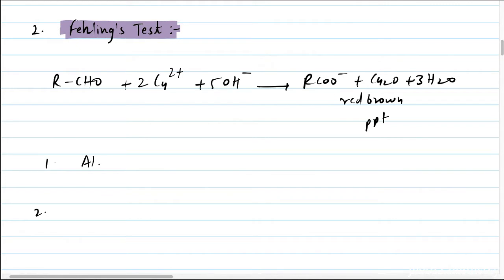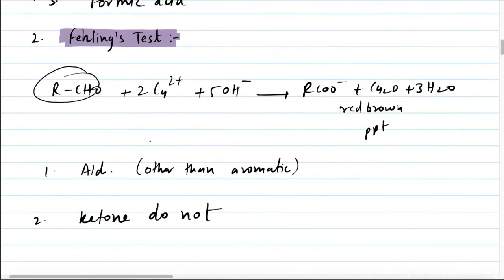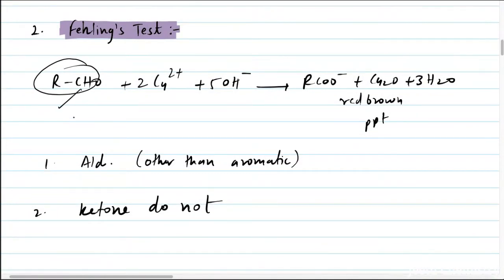And these are some important terms. Number one, aldehyde. Which aldehyde? Other than aromatic. Non-benzenoid, meaning simple aliphatic, like CH3CH2CHO. This is simple aliphatic, which confirms this test. Not aromatic. No benzene is allowed here. Okay, ketones do not confirm this test, right? Very easy. Out of aliphatic and aromatic, only aliphatic confirms Fehling test.